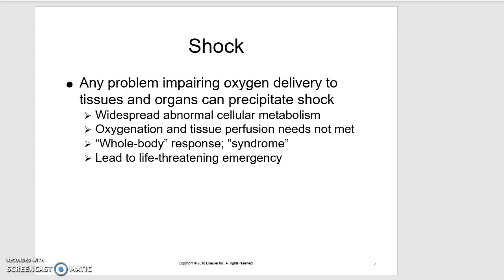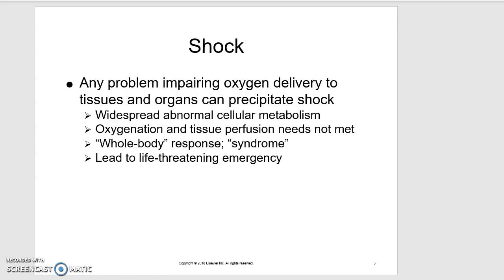So what is shock? Shock is widespread abnormal cellular metabolism that occurs when gas exchange with oxygenation and tissue perfusion needs are not met sufficiently to maintain cell function. So basically, that oxygen-rich blood that should be flowing through our vessels is not occurring. It can occur for different reasons, but the main thing that occurs regardless of the cause with shock is that oxygen-rich blood isn't getting to tissues and vital organs.